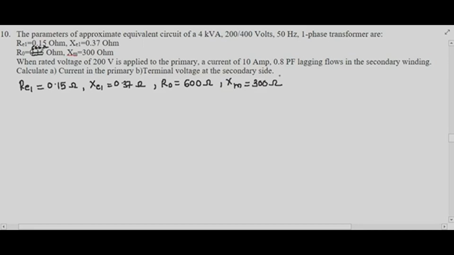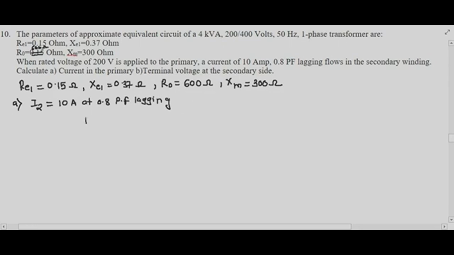Then, when these are the parameters given and my rated voltage of 200 volt is applied to the primary, the current is 10 ampere at 0.8 power factor lagging. No, this is the secondary current, meaning 10 ampere is flowing in the secondary of the transformer at 0.8 pf lagging. Okay, we have to calculate the current in the primary. So let us start. First of all, we will calculate the current in the primary. What is your I2? I2 is equal to 10 ampere at 0.8 pf lagging.